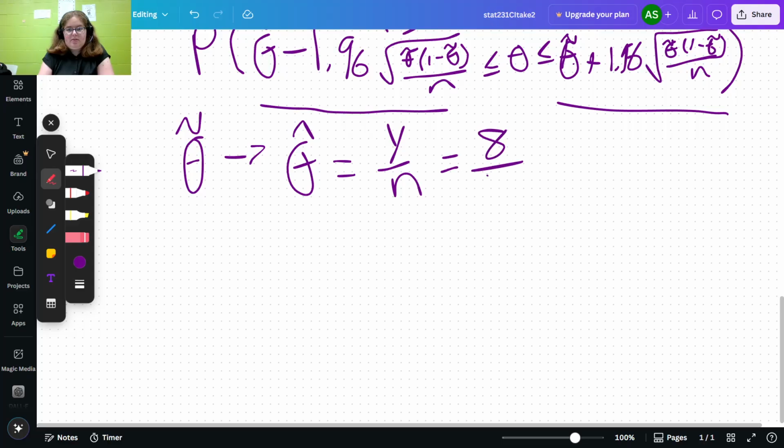You can put that in lowest terms if you want. I'm just going to leave it like that. And then that just gives us n as well, because we know n is 10. So I can calculate both of those things.